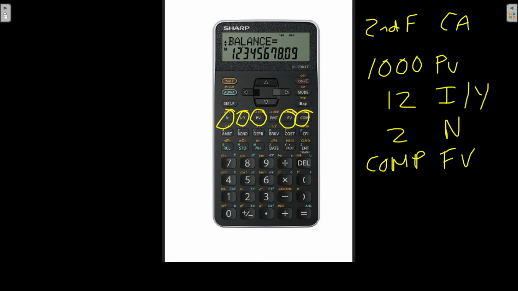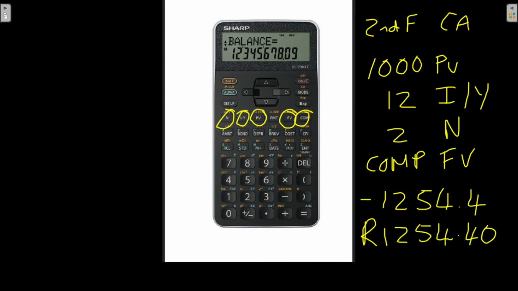And you will see that your future value is negative 1254.4. So your answer for the future value will be 1,254 rands and 40 cents. Just note that if your present value was imported as a positive, then your future value will be exported as a negative. If the present value is positive, the future value will be negative, and the other way around. You will get an error on your calculator if you give both of them the same sign. Usually we will indicate an inflow of money with a positive and an outflow of money with a negative.